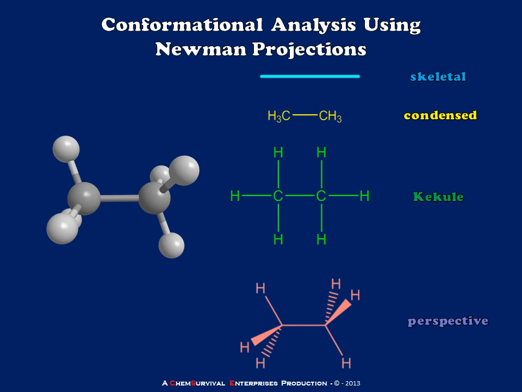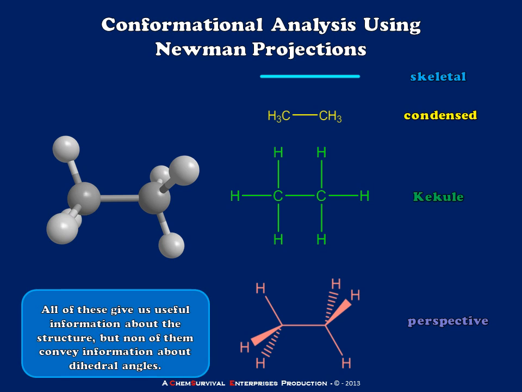Now, while the perspective method of drawing begins to show us a little bit about the true three-dimensional orientation of the atoms in these molecules, it still doesn't give us very exact information about the relative locations and bond angles. So in order to fix this problem, we've got to come up with a new way of drawing molecules, which gives us really specific, very rigorous measurements of these so-called dihedral angles between the bonds on adjacent carbons. And this is what Newman projections are for.